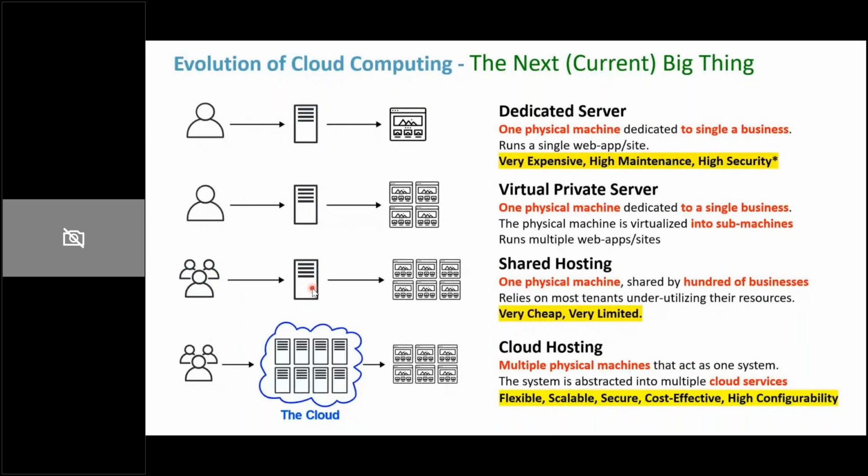So on this particular server hardware, multiple customers are hosting their websites. So what does this mean to us? It is very cheap. Why? Because this is a shared platform. This is shared hardware server resources, and it is very limited.